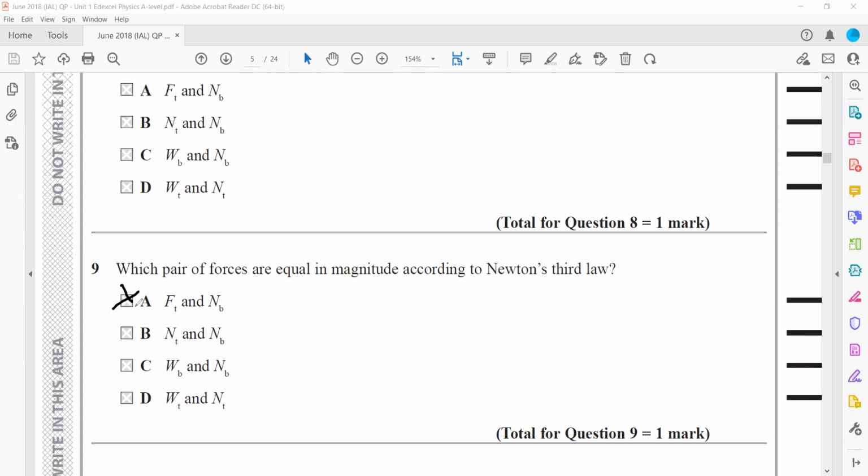Because action and reaction forces are equal in magnitude but opposite in direction. So if we place a bottle on the table, the bottle is applying a downward force on the table. As a result, the table is applying an upward force on the bottle.